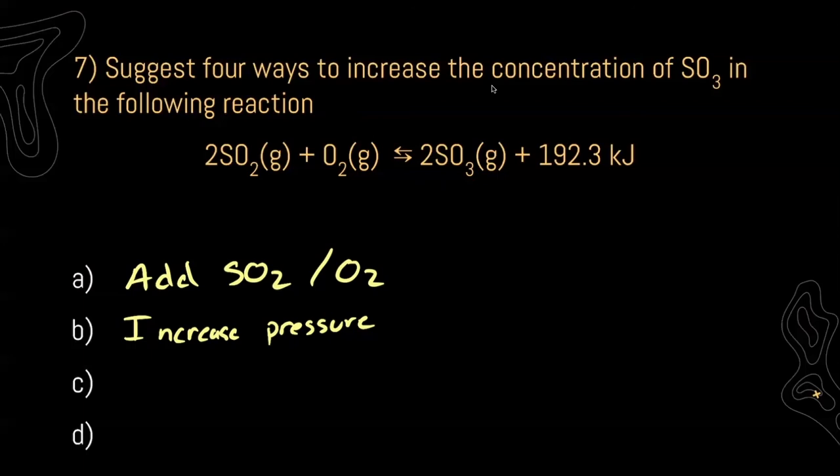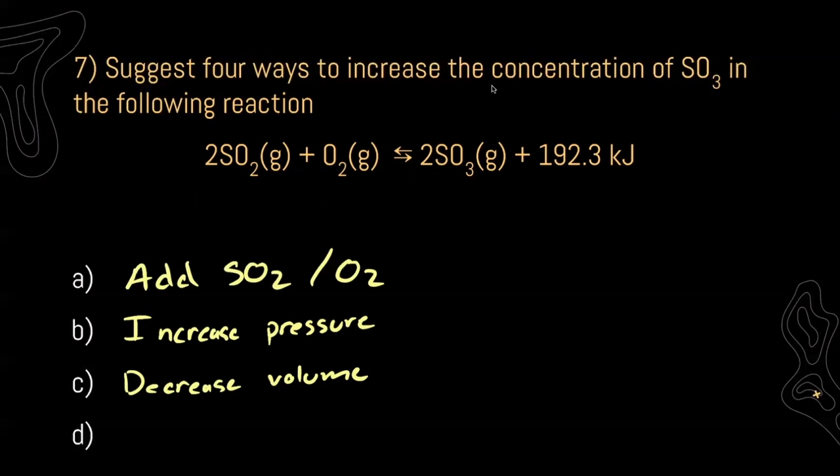Sticking with the idea of moles, I have 3 moles and 2 moles here. If I decrease my volume, I want to lower the amount of moles present in that volume. 2 moles is less than 3 moles, so my reaction will make more sulfur trioxide.